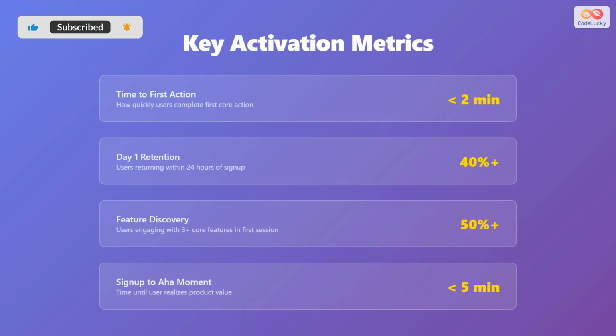To measure onboarding success, track these 4 metrics. Time to first action should be less than 2 minutes. This is when users complete their first core task. Day 1 retention targets 40% or higher. This means 40% of users return within 24 hours. Feature discovery aims for 50% or more users engaging with 3 or more core features in their first session. Finally, the aha moment, when users realize your product's value, should happen within 5 minutes.